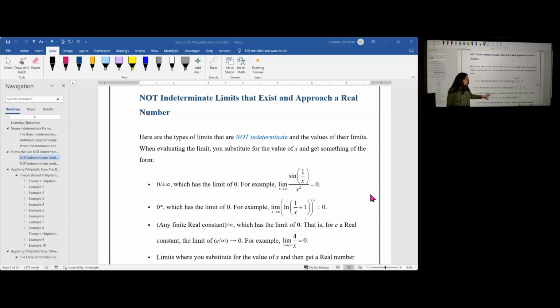Let's suppose you have any finite constant, c, divided by something approaching infinity. This is going to approach 0. For example, the limit as x approaches infinity of 4 divided by x: the denominator gets larger and larger, but the numerator stays fixed. This will definitely approach the value of 0.